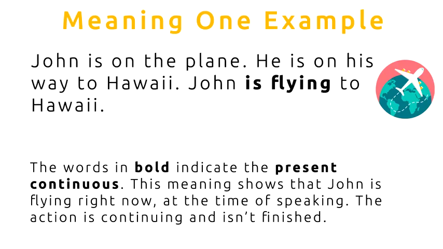Look at the example sentence. John is on the plane. He is on his way to Hawaii. John is flying to Hawaii. So the words in bold indicate the present continuous. This meaning shows that John is flying right now at the time of speaking. The action is continuing and isn't finished. So that's meaning one.